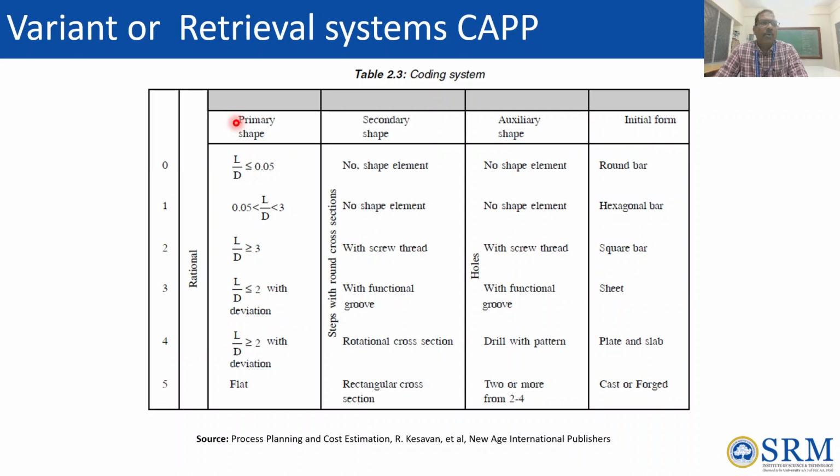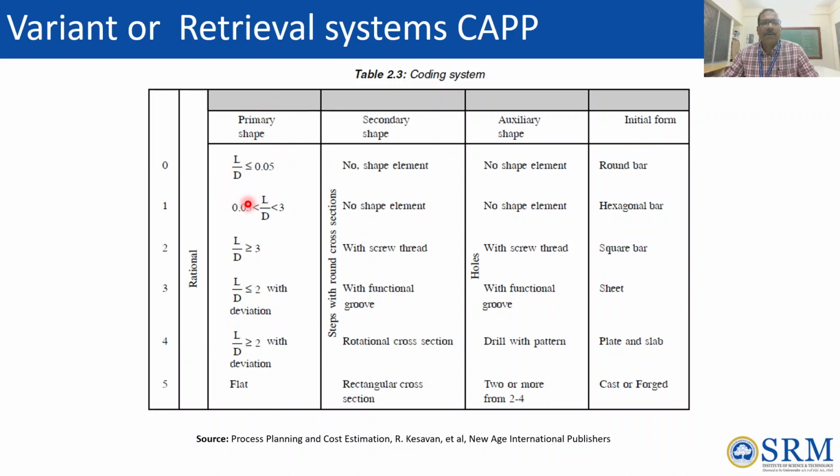To give a little more idea, as I said, the retrieval system mainly works under group technology, part classification, and coding system. What is a coding system? This is an example of a coding system. Here there are numbers 0, 1, 2, 3, 4, 5, each unique, and each number represents some kind of shape. For example, what is the primary shape of the product? What is the secondary shape? What is the auxiliary shape? Or what is the initial form of the piece? Like that, there is a coding system.